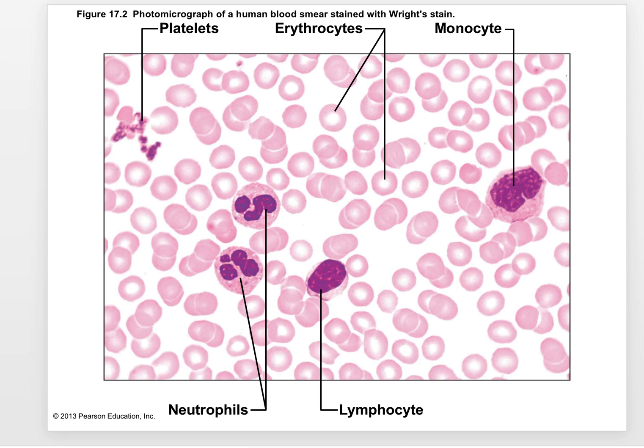Here's a microscopic sample of blood showing the different white blood cells and the red blood cells and platelets.